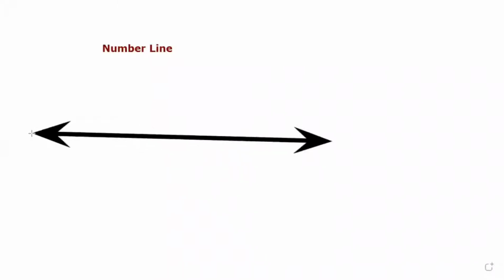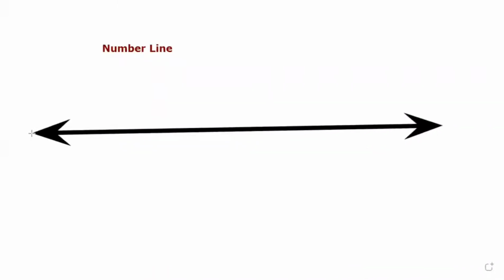So I hope you understand. Okay, now I will introduce the number line. So I will have to write here number line. So now we will read about the number line. Okay. So a number line is like this. So this is a number line.